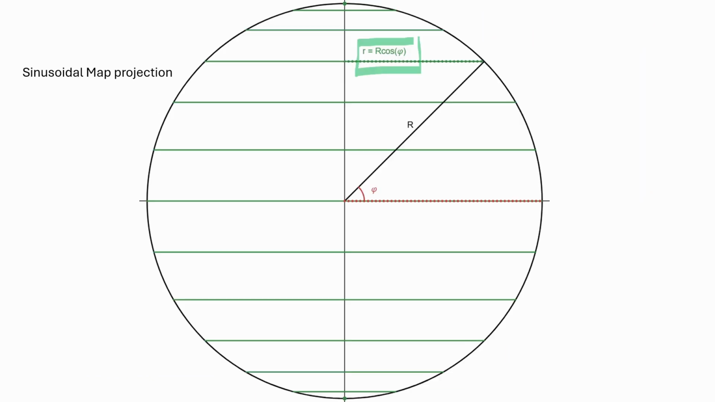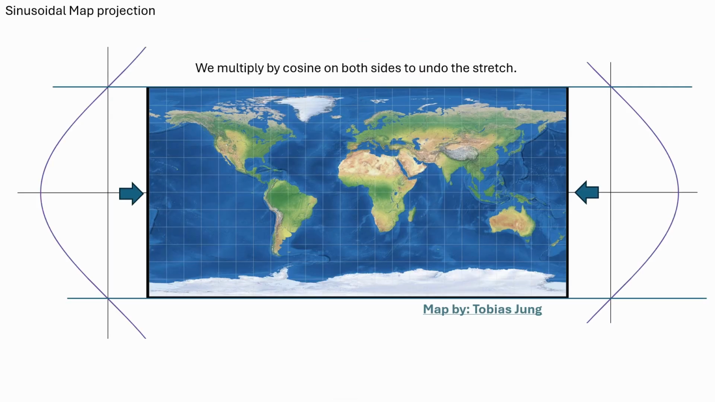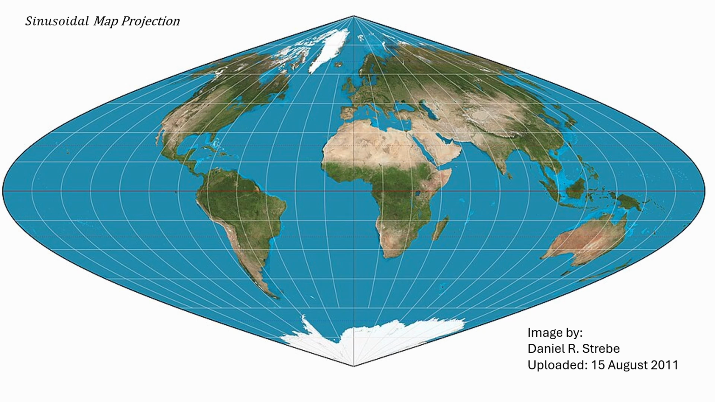So the radius of the parallel is small r, which is equal to big R, which is the radius of the globe, times cosine of phi. What we do is we multiply by cosine on both sides, and that will compress the map into an equal area map. And it gives you this. This map projection is equal area, and you can tell because Greenland, with respect to the size of Africa, look how they look on the globe.